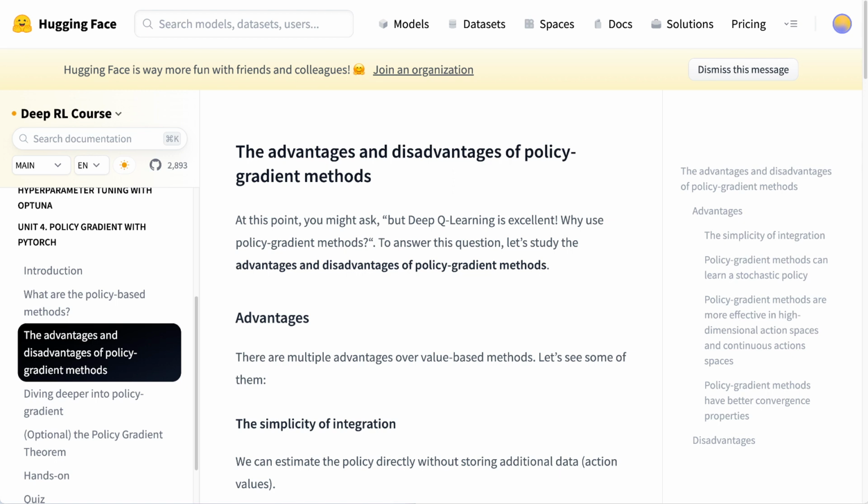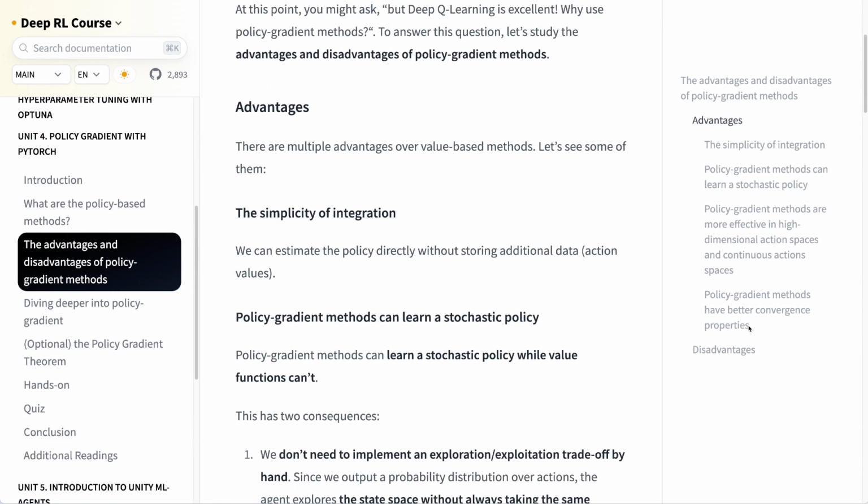Advantages. There are multiple advantages over value-based methods. Let's see some of them. The simplicity of integration: we can estimate the policy directly without storing additional data, these action values that we had before. Policy gradient methods can learn a stochastic policy, while value functions can't.